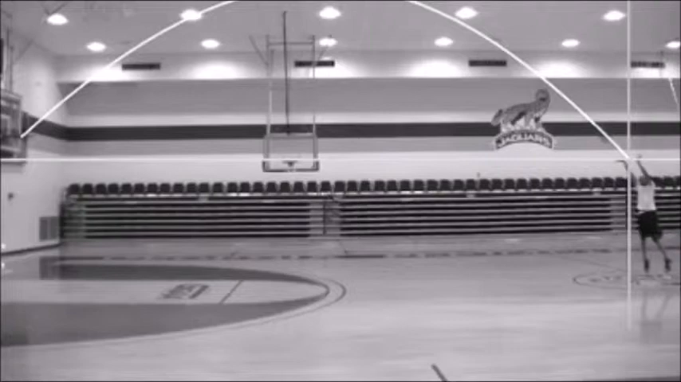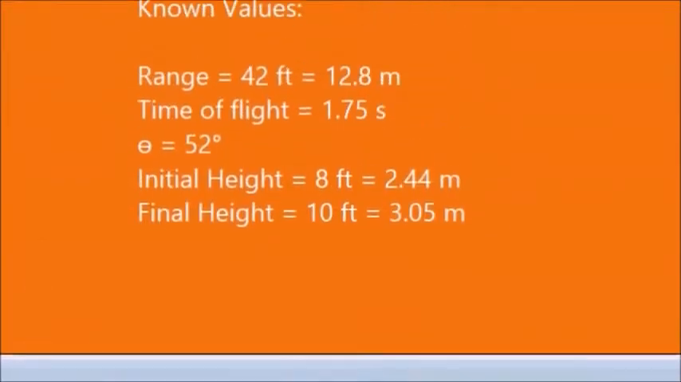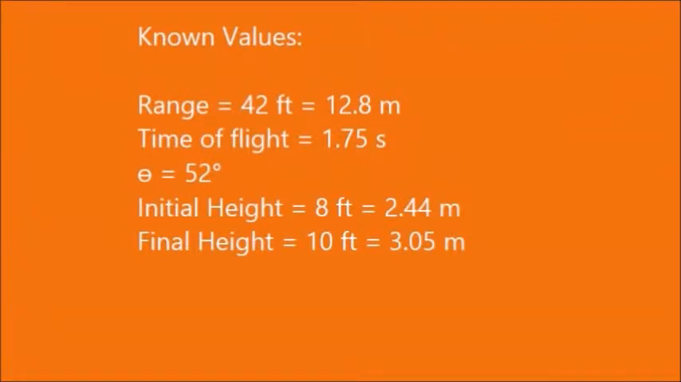With the origin placed at the point of launch and our measured time, distance, and launch angle values, we can calculate an initial velocity for the basketball just as it leaves my hands. Here we have our range, which is 42 feet, or about 12.8 meters, the time of flight, 1.75 seconds, and the launch angle, 52 degrees.